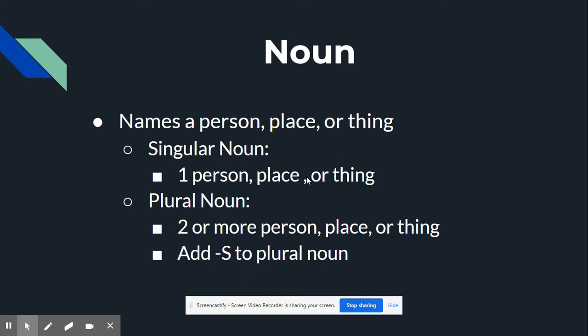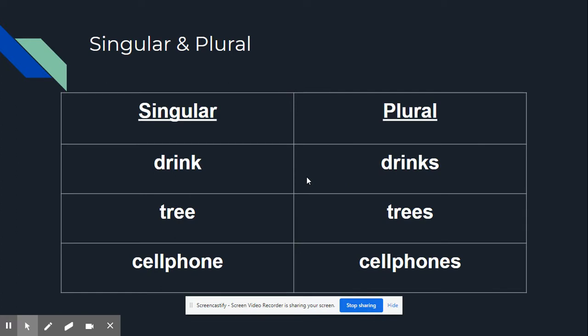Plural means more than one. So it could be two or more people, places, or things. And then at the end of the noun, you're always going to want to add the S for plural. For example, singular here, we have drink. Plural version is two drinks.